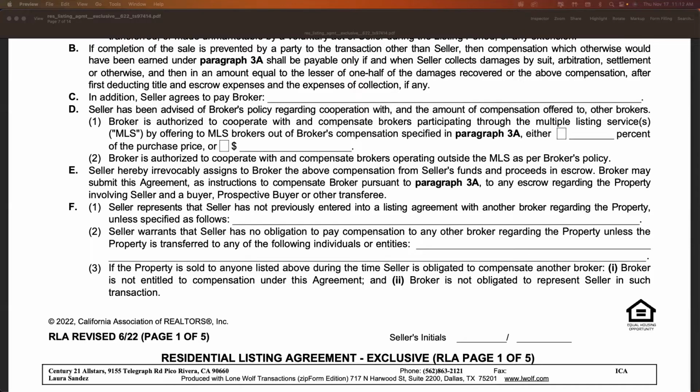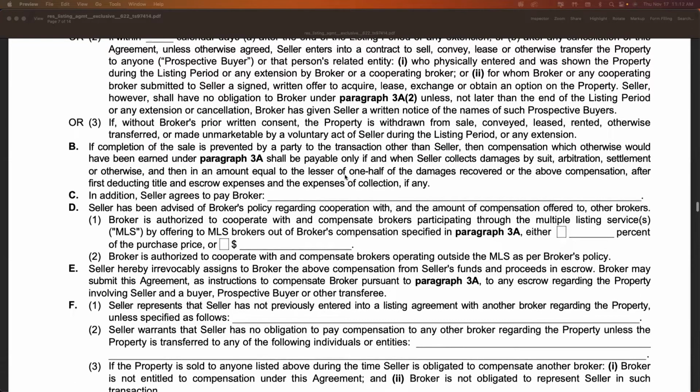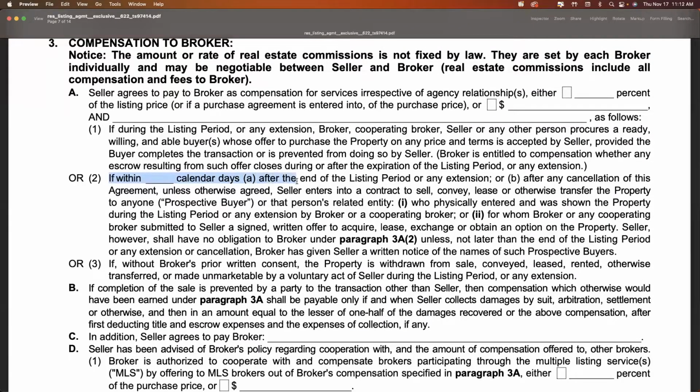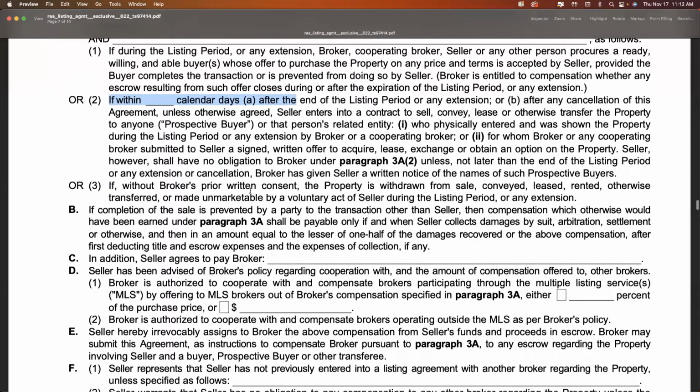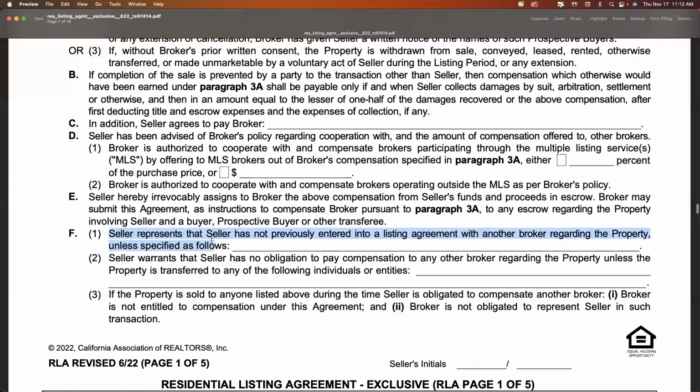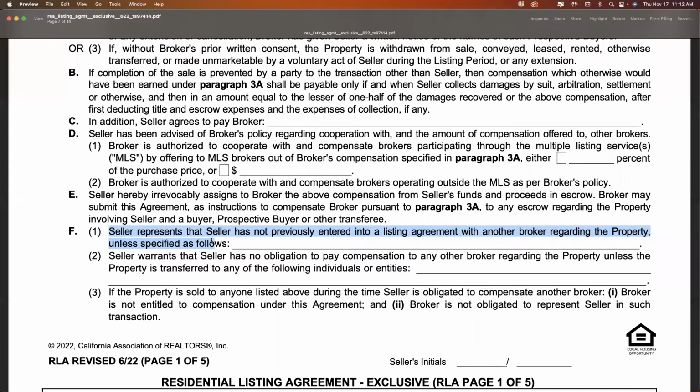Okay. So now 3F1, going back to when we start looking at 3F, going back to that paragraph that we talked about earlier in 3A3, which was this right here, the exceptions, right? If within blank calendar days, and I always suggest you guys write 180. This paragraph right here is linked to this one. So here, the first one is the seller is representing that they were not previously entered into a listing agreement with another broker regarding the property unless specified as follows.